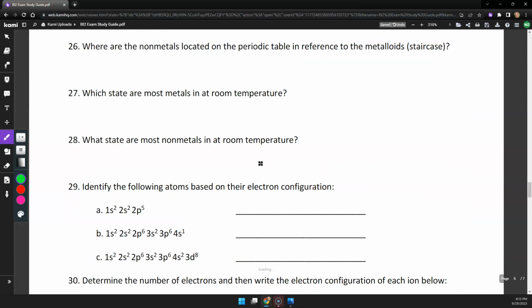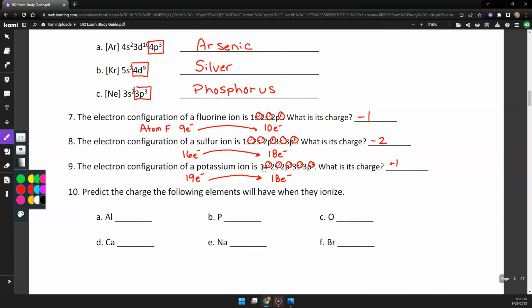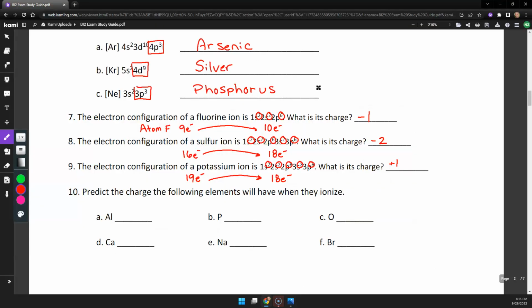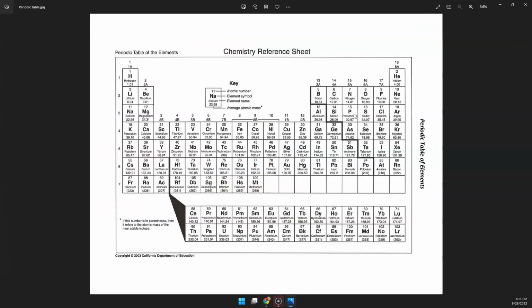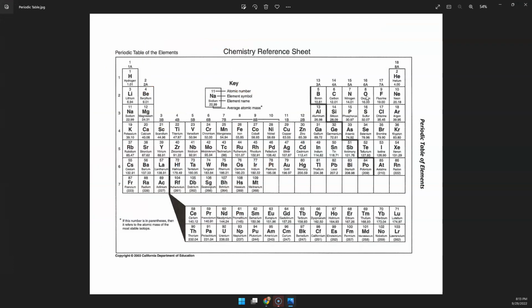All right, so let's go back up and take a look at this question. It says predict the charge. So aluminum. Aluminum is in group 3A, so its charge will be plus 3. Phosphorus is in group 5A. Remember, it's easier to gain if you're closer to 8. Phosphorus is going to gain 3 electrons. Its charge will be minus 3. Oxygen is in group 6A. It's going to gain 2 electrons.